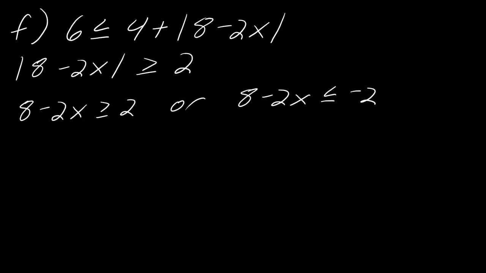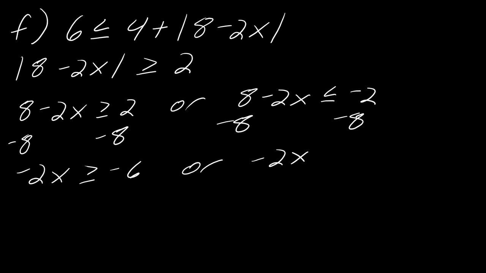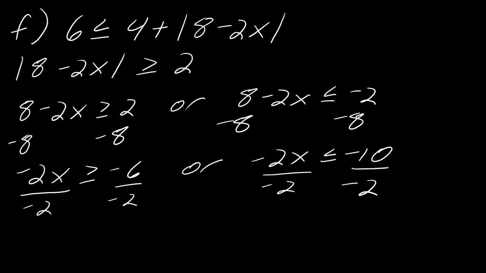Okay, and so now to solve for x, I'll go ahead and subtract all these 8s. So now I've got negative 2x is greater than or equal to negative 6, or negative 2x is less than or equal to negative 10. Okay, here's the plot twist. When you divide by a negative and it's an inequality, the inequality now has to flip. So see how it goes from here to here? So yeah, that's a little tricky, right?